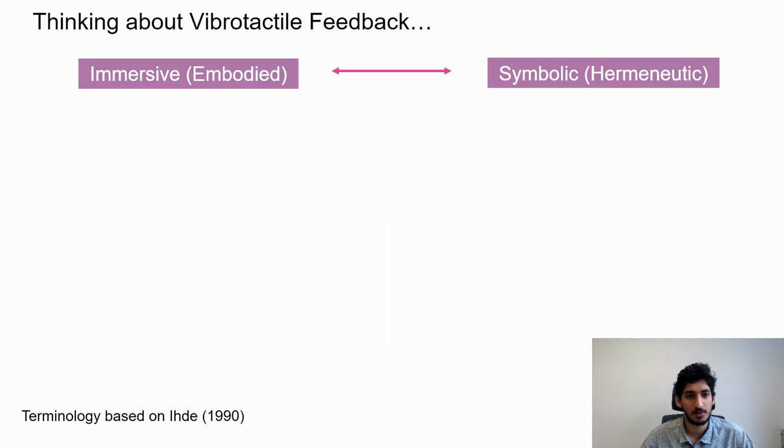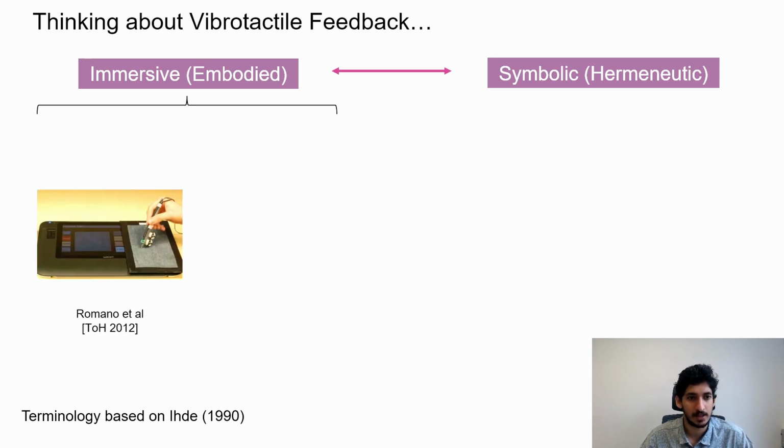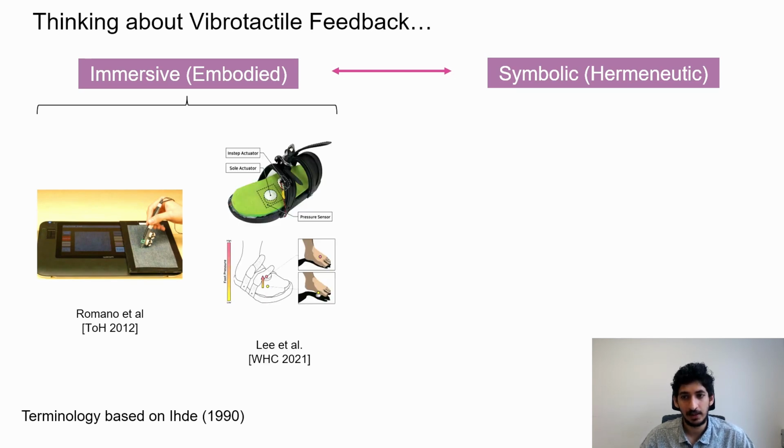Vibrotactile feedback is usually thought of as immersive or embodied, and symbolic or hermeneutic. For embodied vibrotactile feedback, the user is able to associate with the experiences from their lives. For example, Romano tried to recreate an experience of real textures on a smooth surface by vibrating the tool. Lee used vibrations coupled with applied pressure to provide an experience of rolling over an object or being pressed by an object to the user's foot.